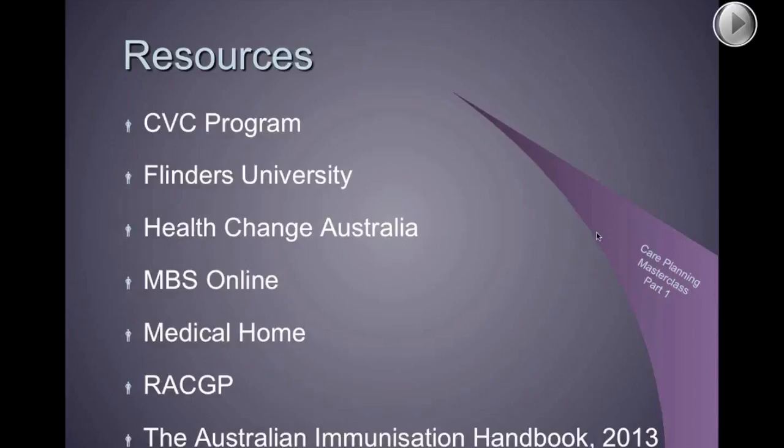And don't forget the RACGP, fantastic resources, great guidelines. We've got diabetes, chronic kidney disease, heart failure, lots of guidelines there. And when it comes to immunisation, of course, we need to look at the new immunisation handbook.